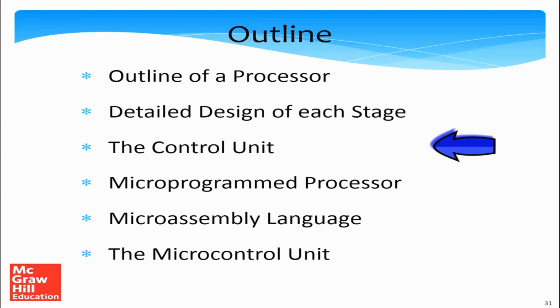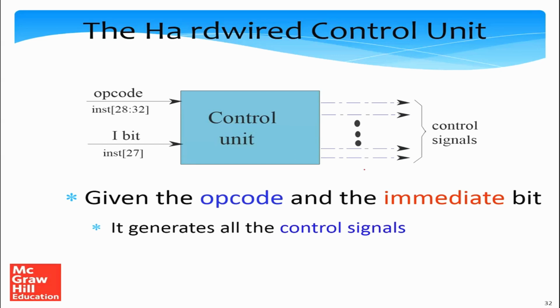Let us now take a look at the design of the control unit. The control unit is very simple. It's a piece of logic. The inputs to the control unit are the 5-bit opcode, bits 28 to 32 in the instruction, and the I bit, the immediate bit, which is bit number 27. The outputs are all the control signals that we would require. Basically, given the 6-bit input, the 5-bit opcode and the 1-bit immediate bit, it generates all the control signals.